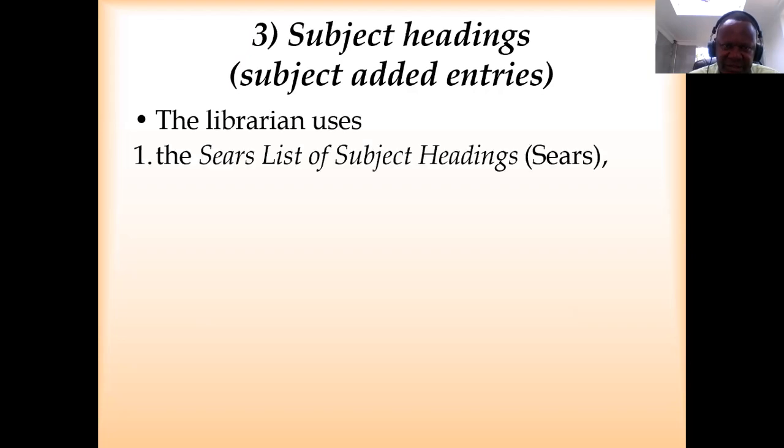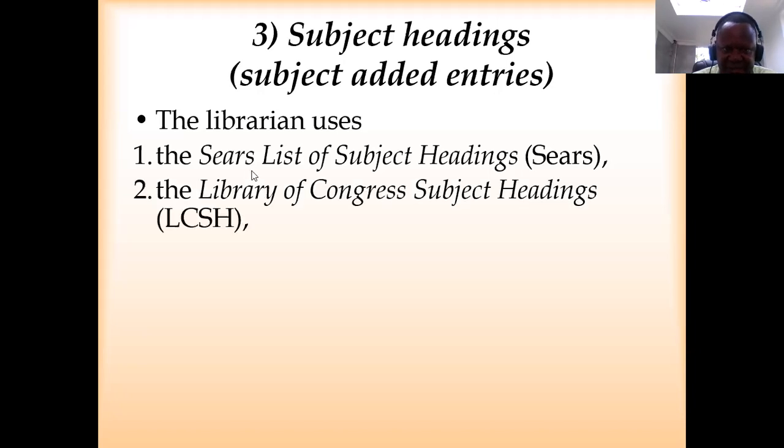Now, number 3, the subject headings, from which we derive the subject added entries. What do we use to get these subject headings? The first one is the Sears list of subject headings. We have used this. I was surprised in the last semester exam when I gave the instructions in Mwere, some of you were asking what the Sears list is. Please, that is the tool that we use to assign subjects to documents.